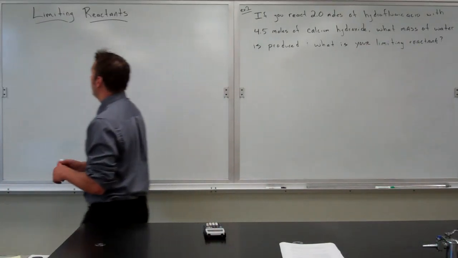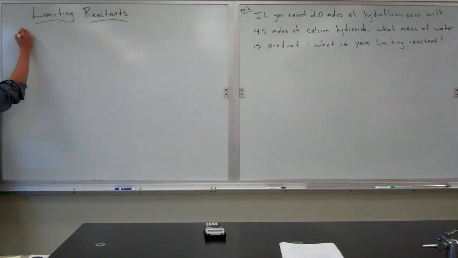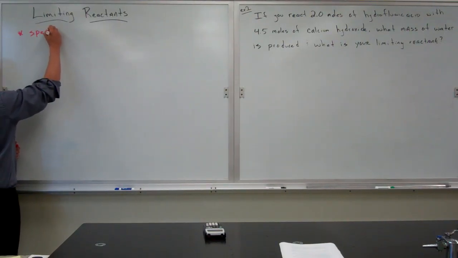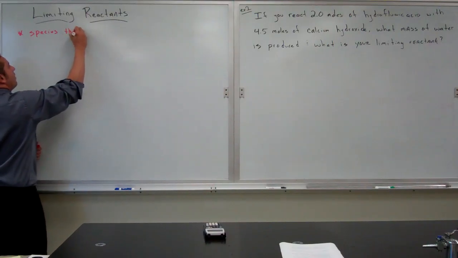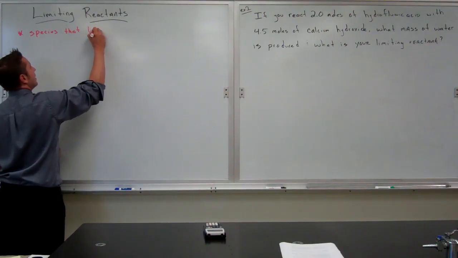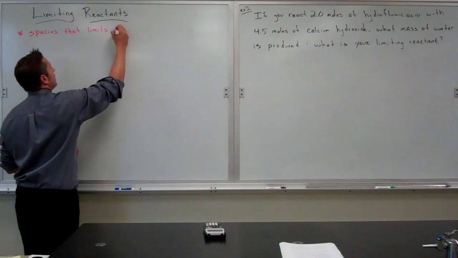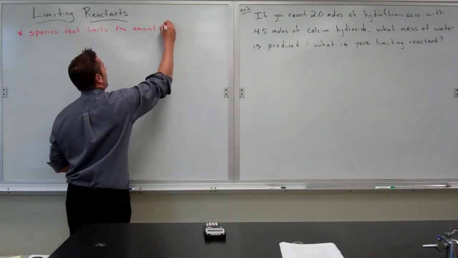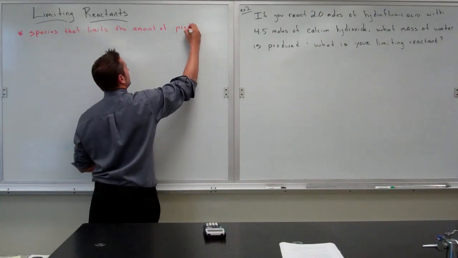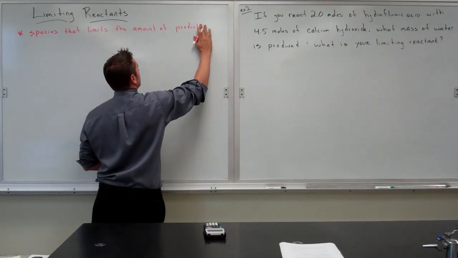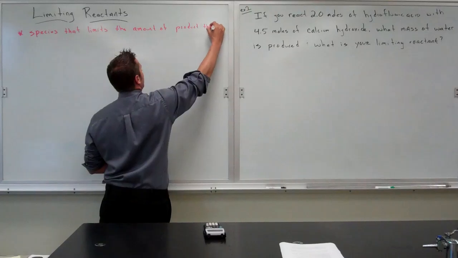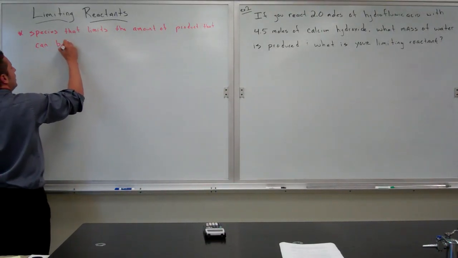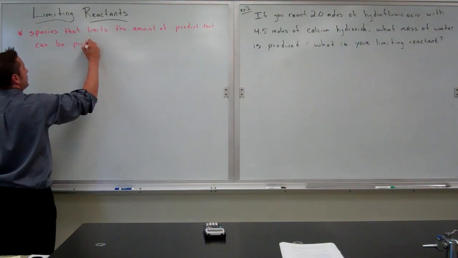First and foremost, a limiting reactant. When you look at a problem, a limiting reactant is the species that limits the amount of product that can be produced.